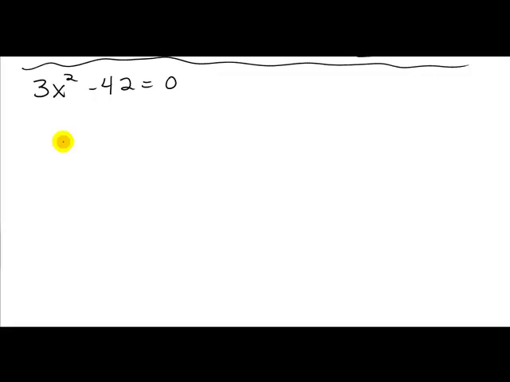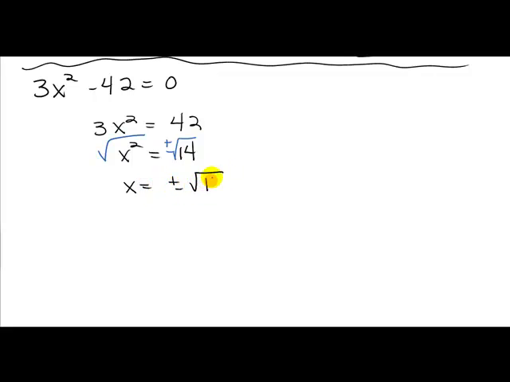Let's go ahead and isolate this x squared. So we're going to move that 42 over. So I have 3x squared equals a positive 42. Go ahead and divide by that 3. And then we want to come in and do our square root theorem. We can't simplify 14. It's 2 times 7. And so this will be our answer.